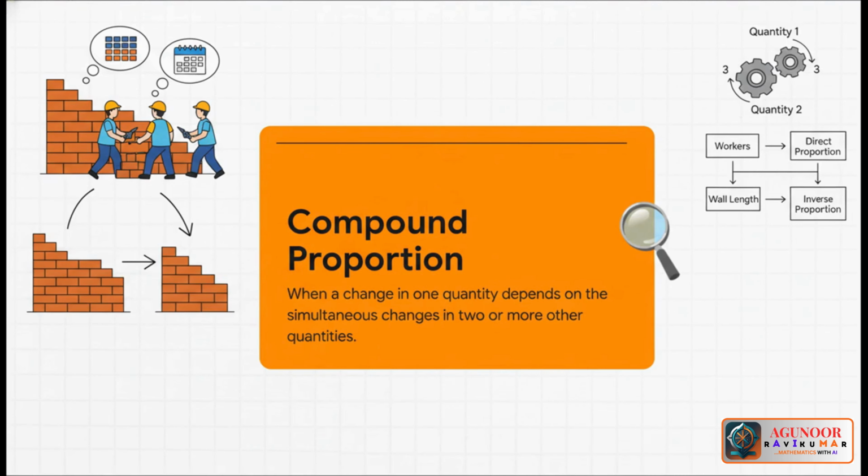Basically, you use compound proportion whenever the one thing you're trying to figure out is affected by a bunch of other things that are all changing at the same time. Remember that wall problem? The number of workers you need depends on both the length of the wall and the number of days you have.